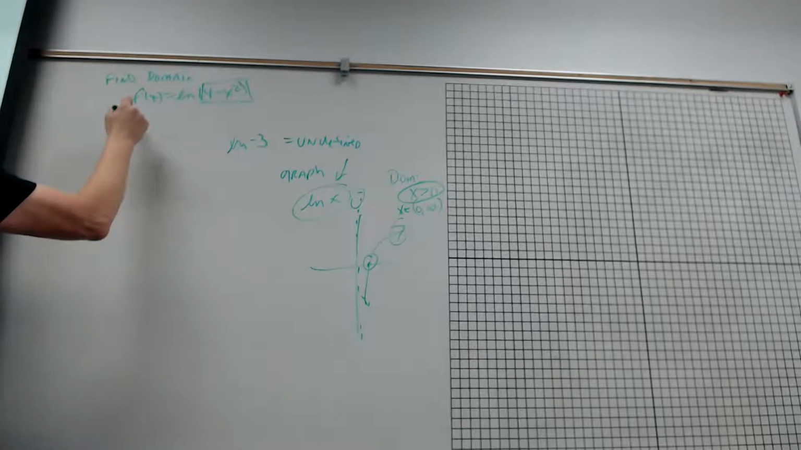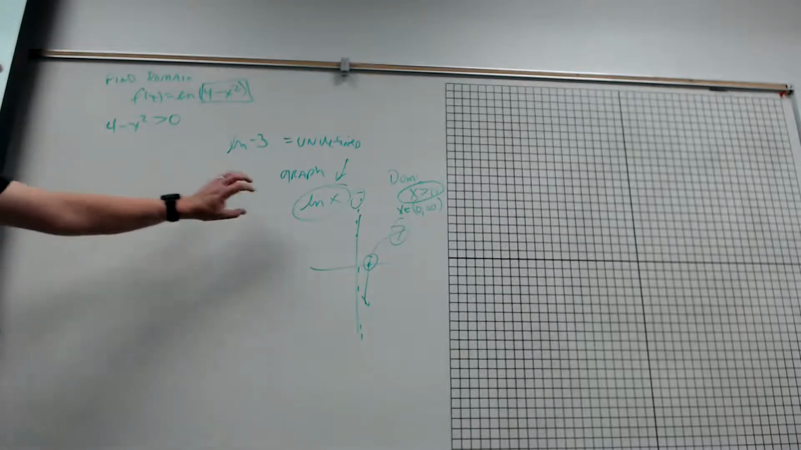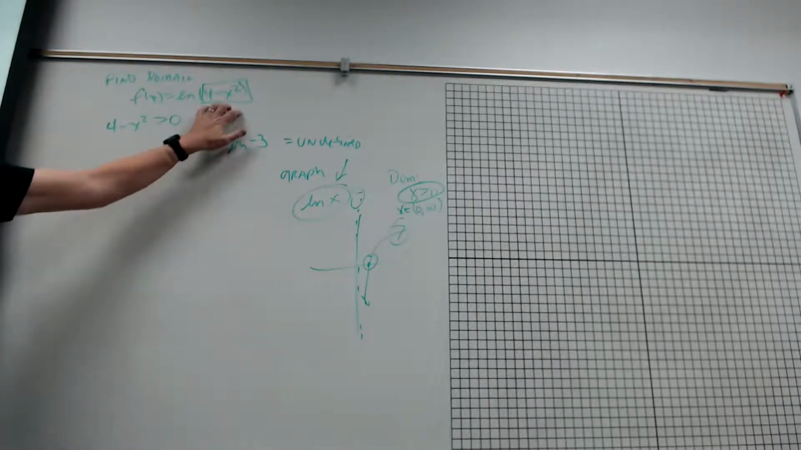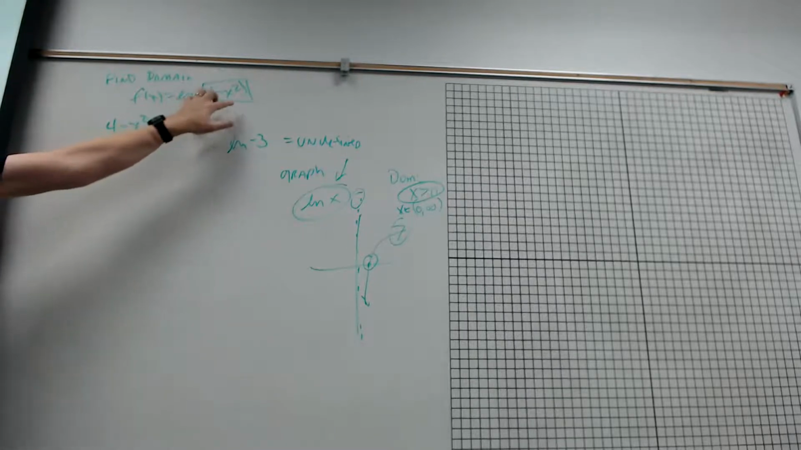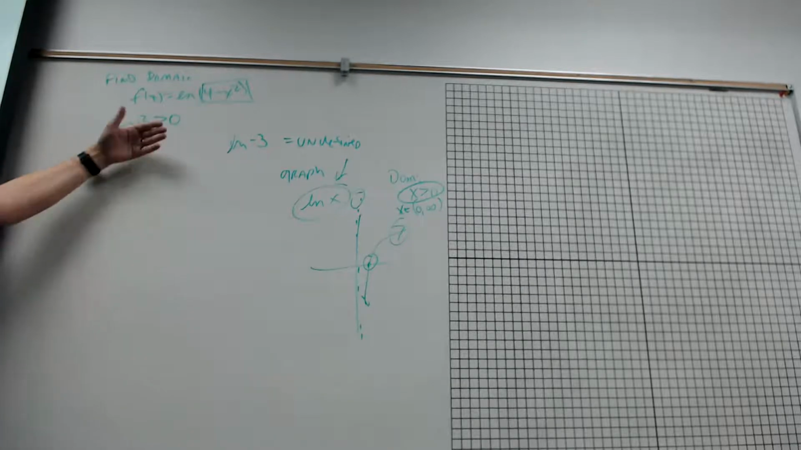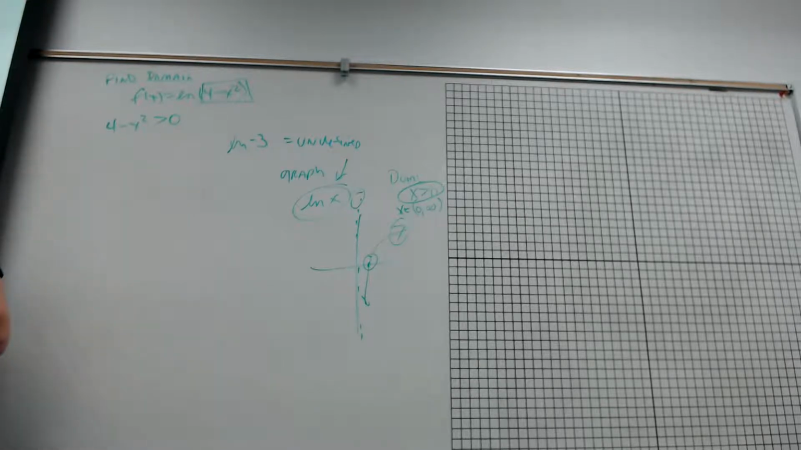So 4 minus x squared has to be greater than 0. Just solve it that way. Okay? So that's the key. Whenever we're talking about logarithmic functions, whatever is in the parentheses has to be greater than 0. Now let's think about this. Forget the logarithm for a minute. This has to be greater than 0. What does this look like?